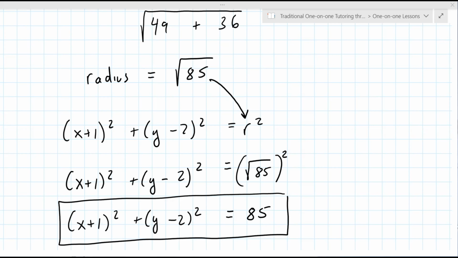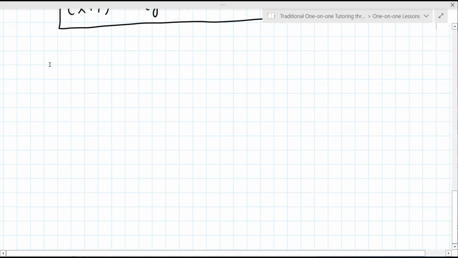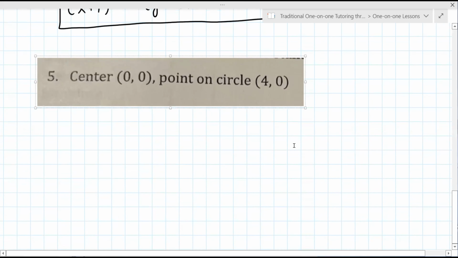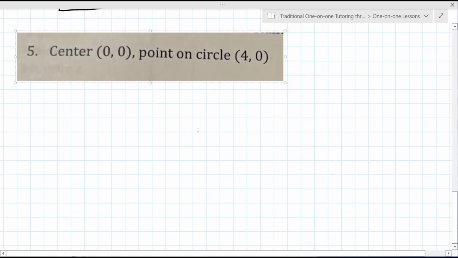Okay, got it down. All right, so now we're going to move on to question 5. The center is 0, 0, and a point on the circle is 4, 0. Okay, and I'm going to ask you, just like I did in the last problem, what is the general form of the equation of a circle, Sourish? What is the general form for the equation of a circle?